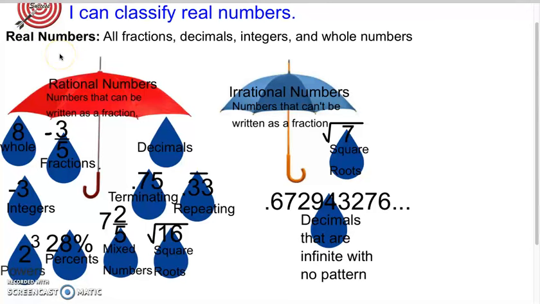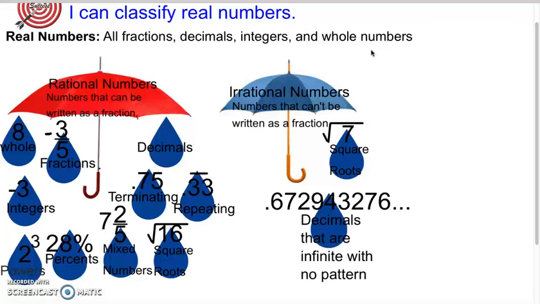Real numbers. So basically, real numbers include every number that you have already learned. So it's all fractions, decimals, integers, which we'll talk about because they probably have not been introduced to you, but they're very similar to whole numbers. Okay. Now, speaking of that, whole numbers are also part of the real numbers category.